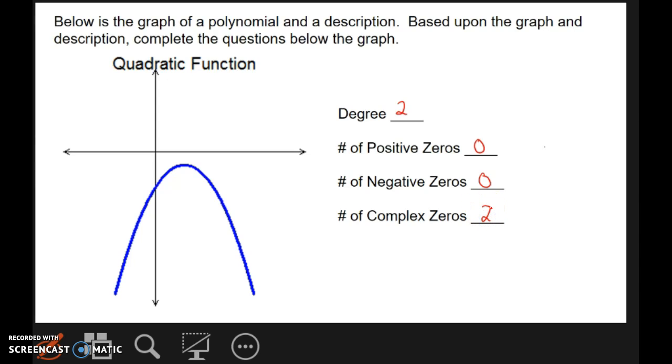So I'm just making this one up, but it could be something like our answer is x equals 2 plus or minus the square root of 5i over 4, something to that effect. That's something that we're looking at. We have complex zeros. So again, the number of positive zeros and negative zeros and complex zeros has to add up to the degree of the polynomial.